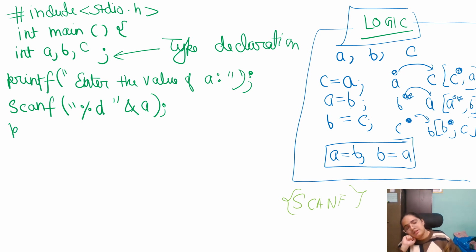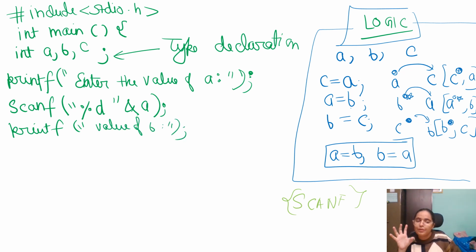Now similarly I take my printf, enter the value of B. And then what do we do again? We'll do scanf again. Yes, this is an integer, therefore we'll use %d. If it would have been a char, then we would have used %c. So I said %t, I'm so sorry, it is %d.